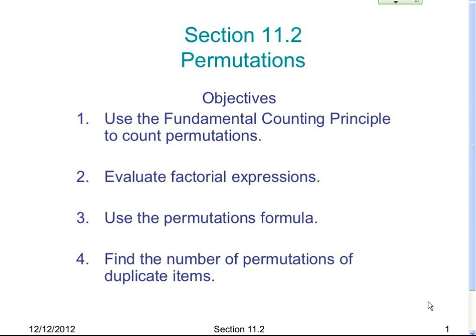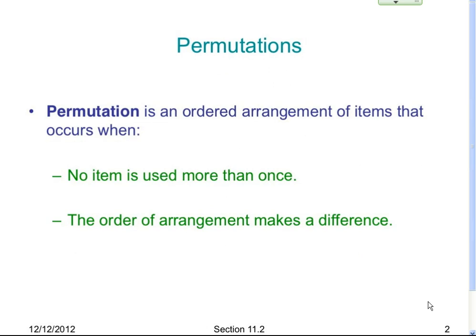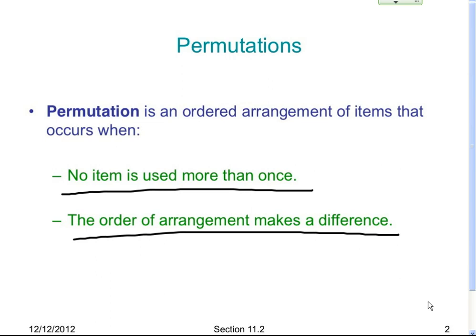This is section 11.2. We're going to talk about permutations today. A permutation is an ordered arrangement of items that occurs when, this is important here, no item is used more than once and the order of the arrangement makes a difference. Make sure you memorize these two items. These are critically important when it comes to a permutation.